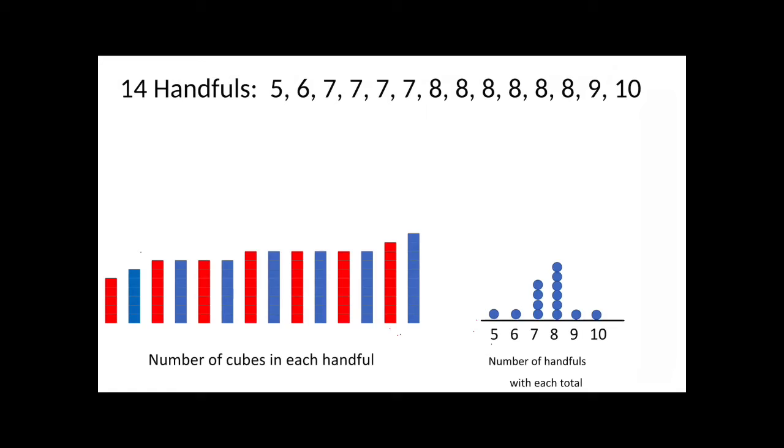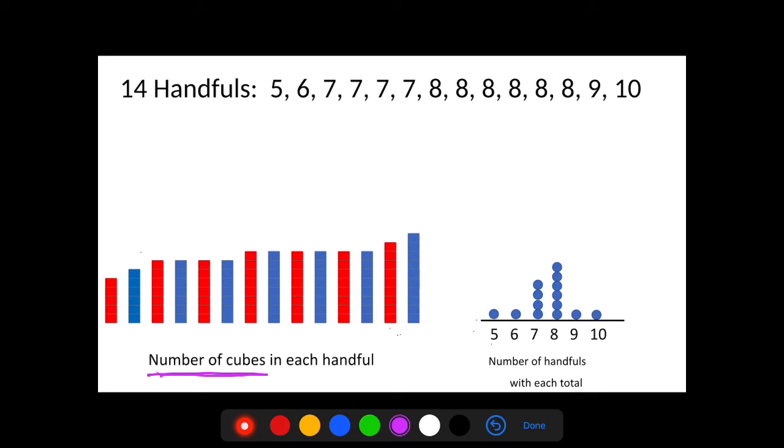There are multiple ways we can represent the data, and two of these can cause confusion for students. They get them mixed up. On the left, I've represented each individual data point as a bar, where the height of the bar represents the number of cubes in each handful. On the right, I have a dot plot, and now the height of the tower here, if you will, represents the number of data points.